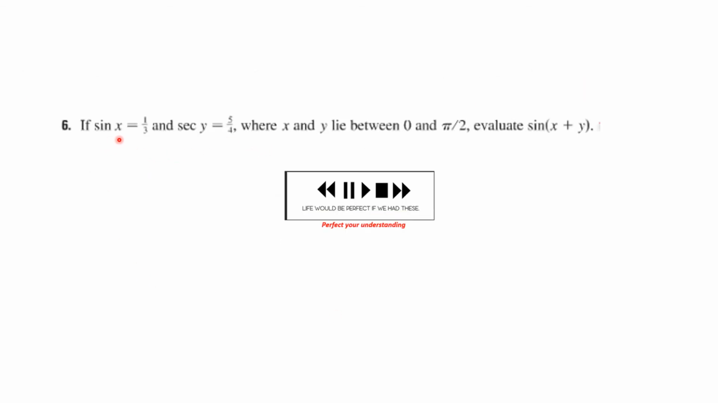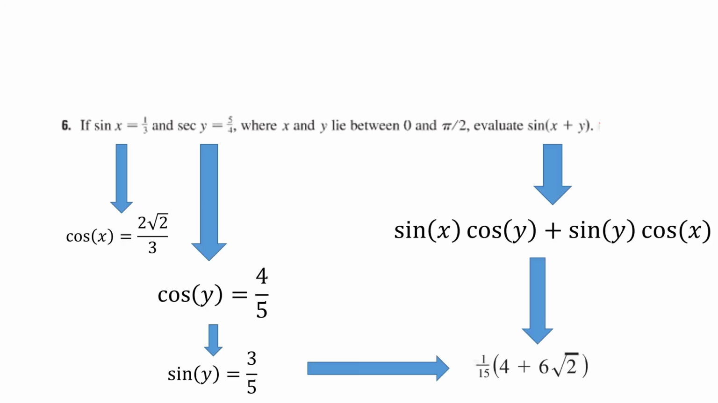Here you were given the sine of x and the secant of y, and they tell you that x and y are both in the first quadrant. They want you to evaluate this. Many trig identities you will need to know. You know what to do. Let's see how you did.